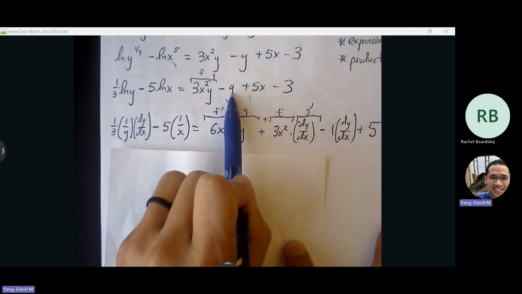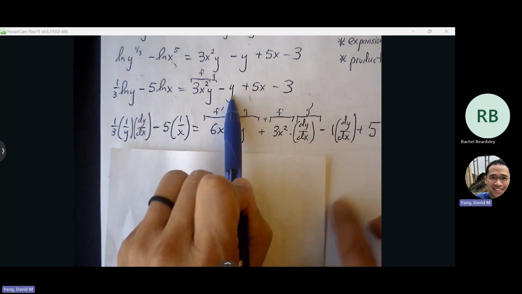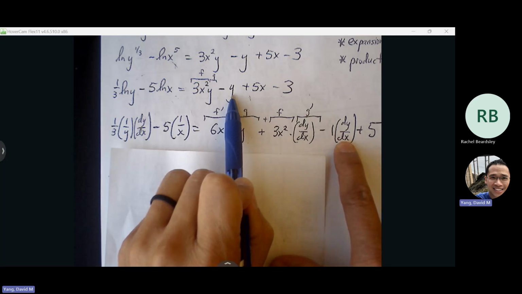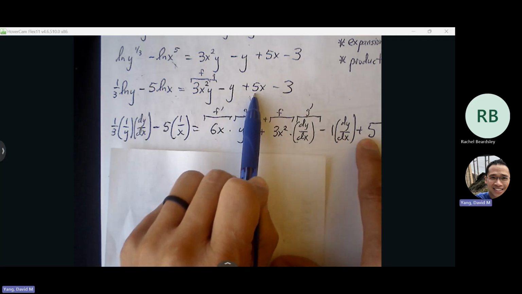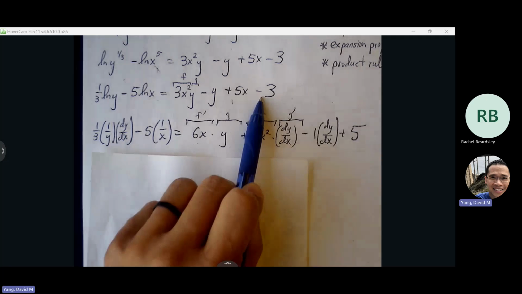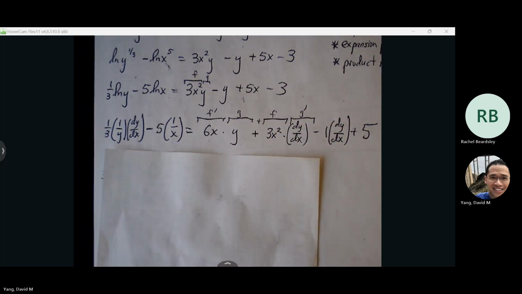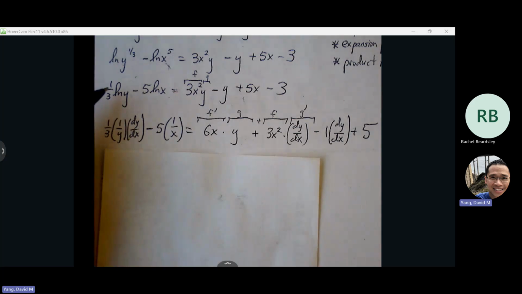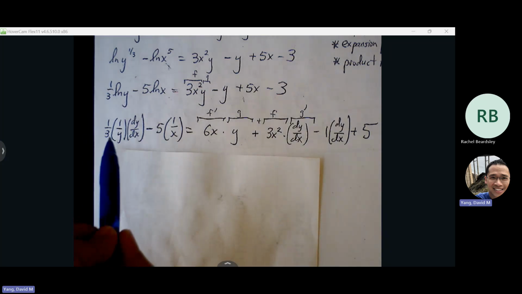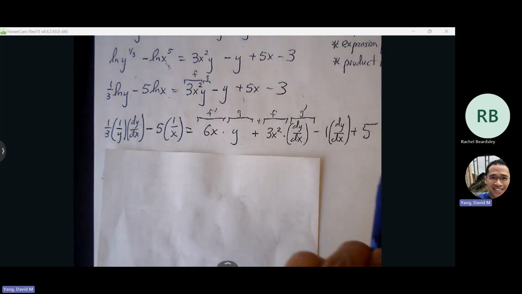Okay, we keep going. Minus y becomes minus 1 dy dx. 5x becomes 5, and that 3 drops out to a 0. All right, so this is the most important step here. This is the calculus step from here to here. After this it's just cleanup. So any questions with this step here?